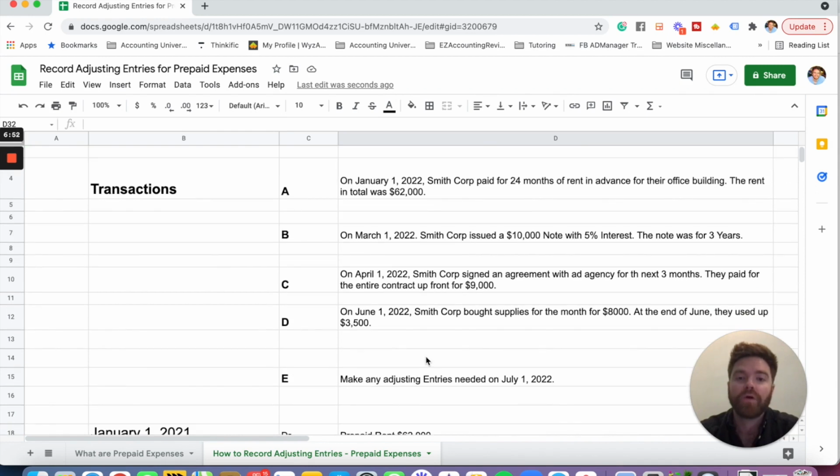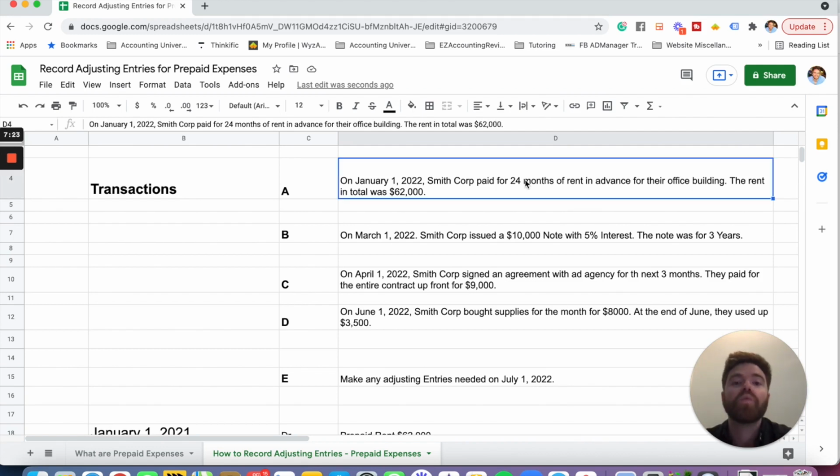Now, we're going to make adjusting entries to all of these. This is make any adjusting entries needed on July 1st, 2022. So on that date, that means 6 months have passed since January 1st. So let's keep that in mind. On January 1st, you paid for 24 months up front. Now, it's July 1st. So how many months have passed? You've got to think about time passing. Well, you can count it on your fingers if you want. 6 months. So 6 months of this rent was used up. Time passed. So you have to record an adjusting entry to show that time passing.